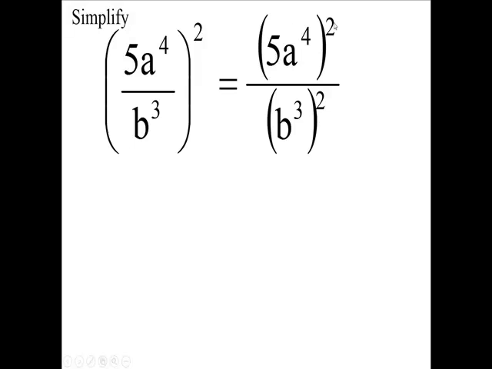You're going to end up with 5 squared. Okay. And then you take 4 times 2 and write 8. And then you write 3 times 2 and write 6. Of course, 5 squared is 25.